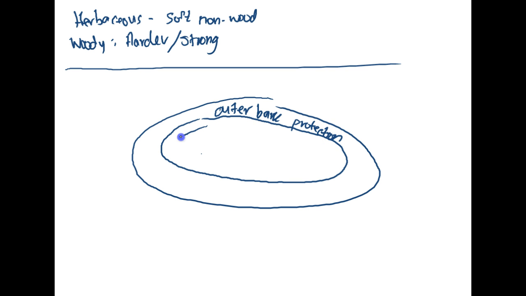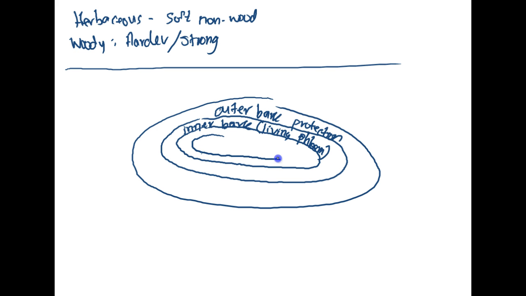If you go one more in, this part now would be the inner bark, and that one is responsible for the living phloem. And the next one in is called the cambium. I'll draw that one over here, which is the cambium. And the cambium is responsible for creating new xylem and phloem.